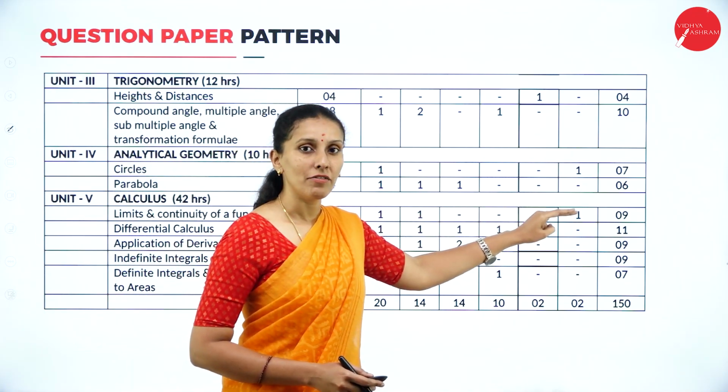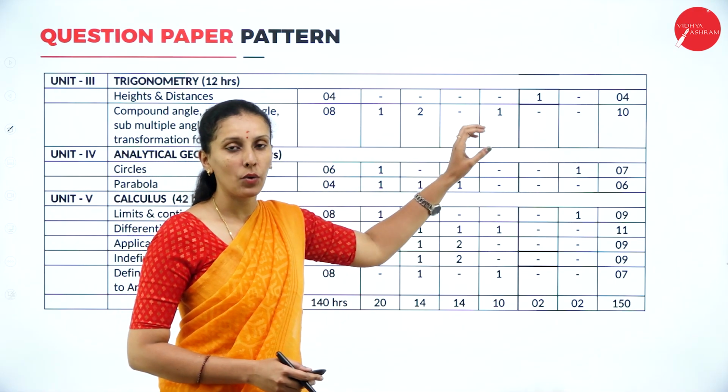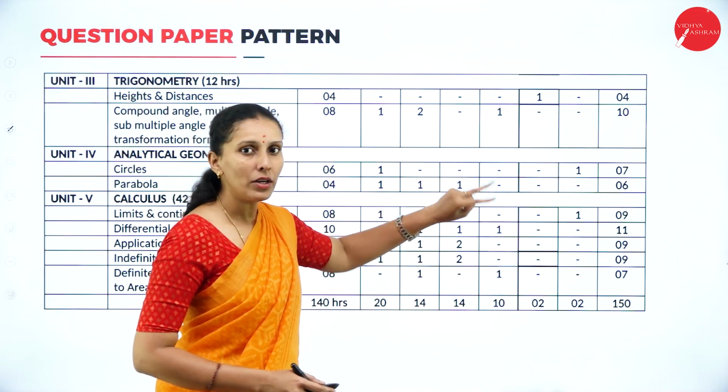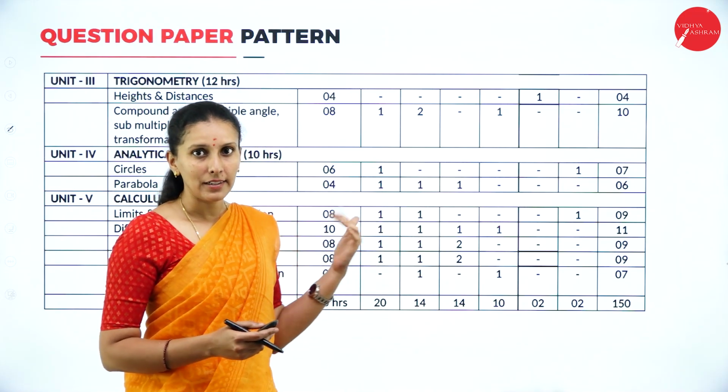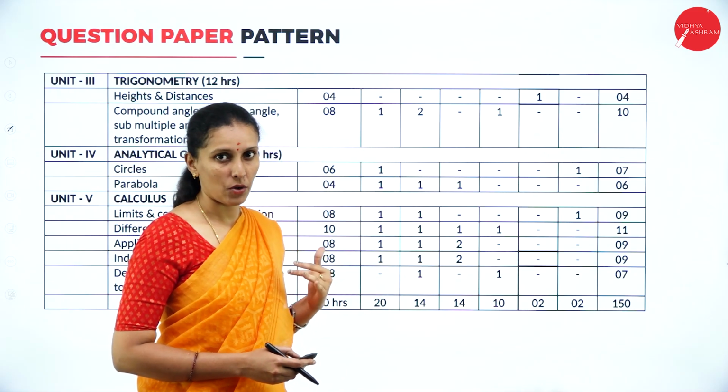So you may expect it for 6 marks, and the 6 mark question, as I told, will be on the general equation of the circle. So any one question has to be answered under the 6 mark question. No need to study other chapters for the 6 mark question.